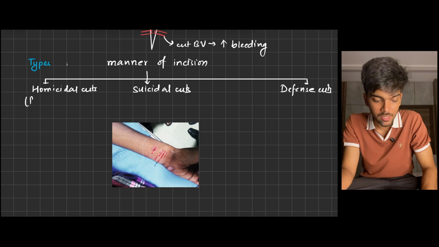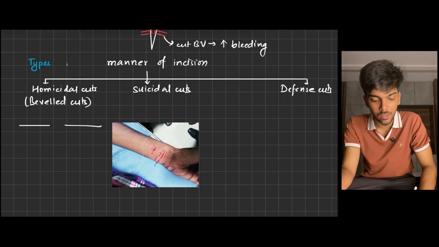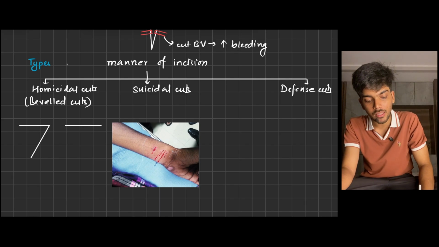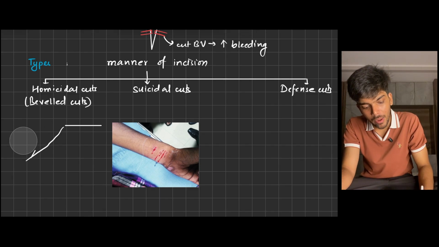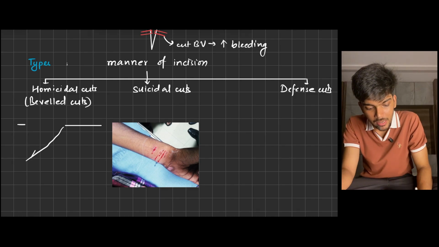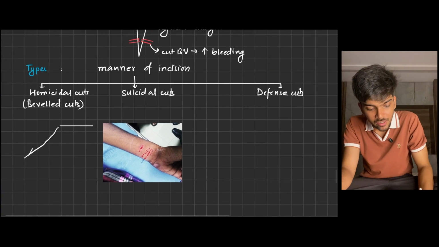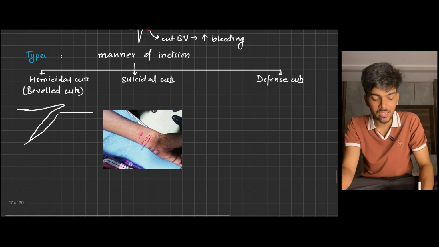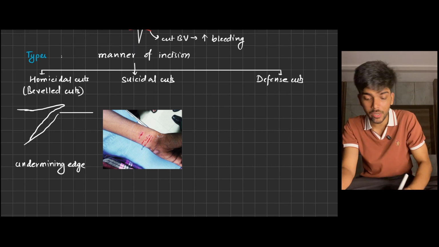First, homicidal cuts. They are also referred to as beveled cuts morphologically, because here the cut is beveled or at an angle. You can see that the cut is at an angle. And this angle made by the cut with the sharp weapon is hidden under the tissue. This is referred to as undermining edge.